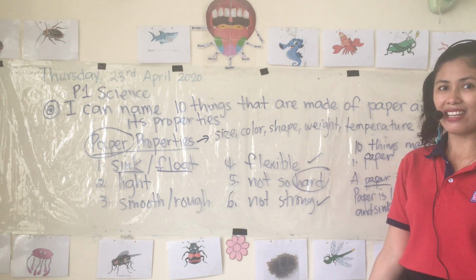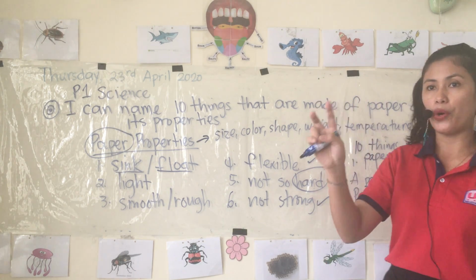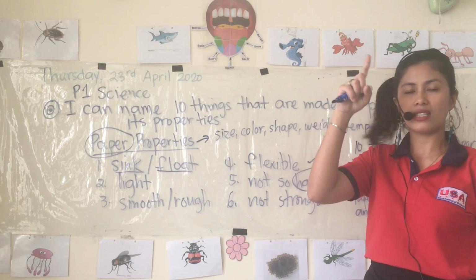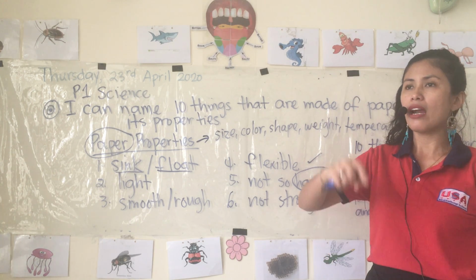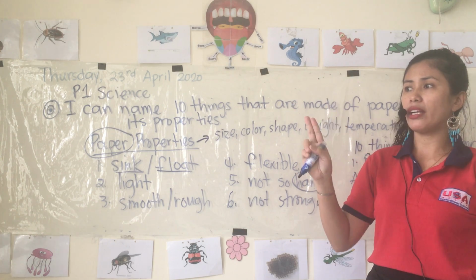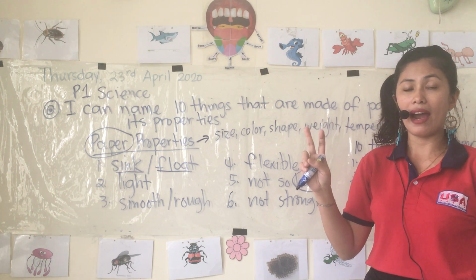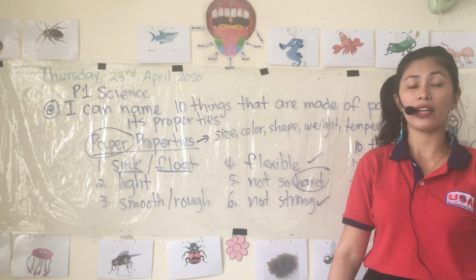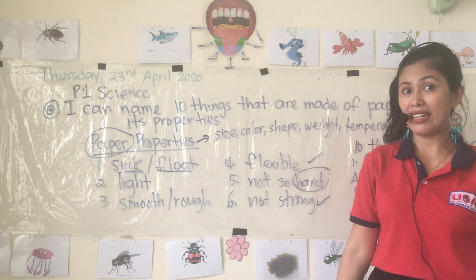Okay, it's very easy, right? So again, you have 2 choices. First, you can just write 10 examples of paper, or the number 2 challenge is that you will write sentences about it to practice its properties.